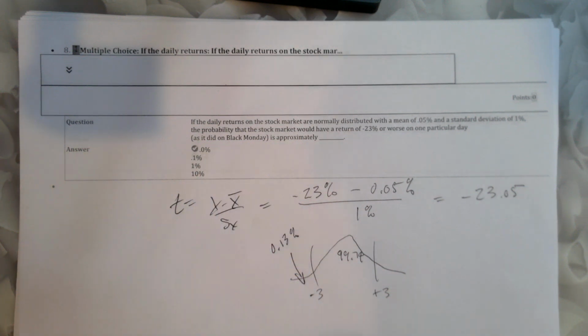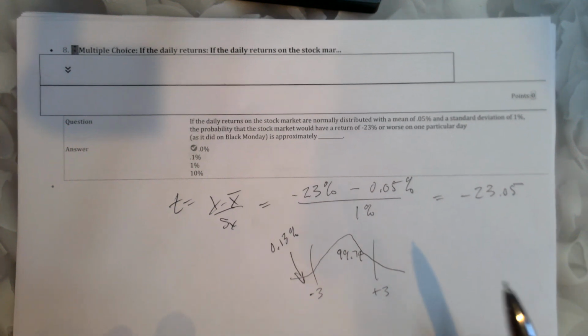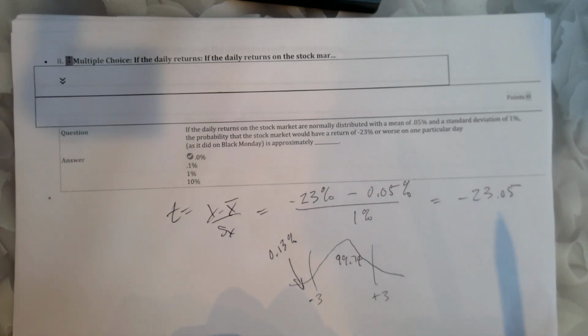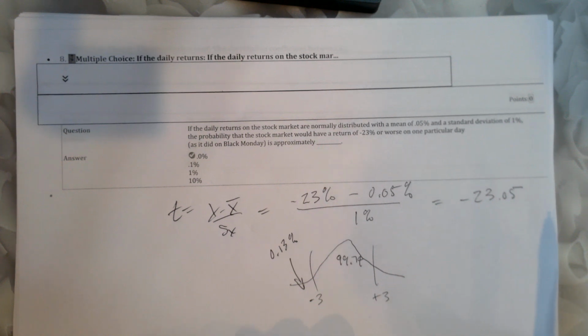In fact, it's almost 0. And so that's why 0 would be the correct answer here, because we are so far left of the mean. We are 23 standard deviations left of the mean. There is almost nothing out there.